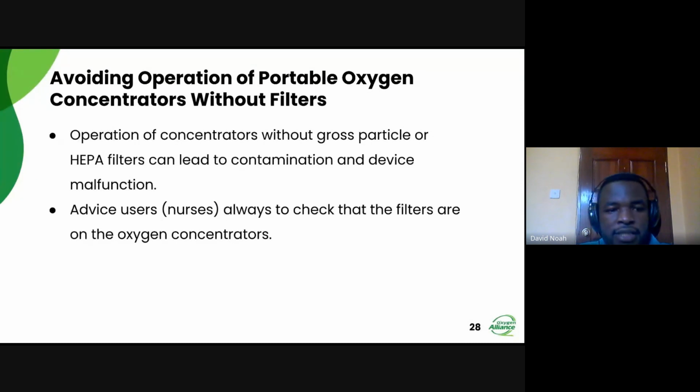So it is important to advise the users, especially nurses, to regularly inspect oxygen concentrators to ensure that the filters, including the gross particle and HEPA filters, are properly installed and functioning. This proactive measure helps maintain the purity of the oxygen output, prevent device malfunction, and ensure the safety and well-being of patients who are relying on the oxygen therapy.